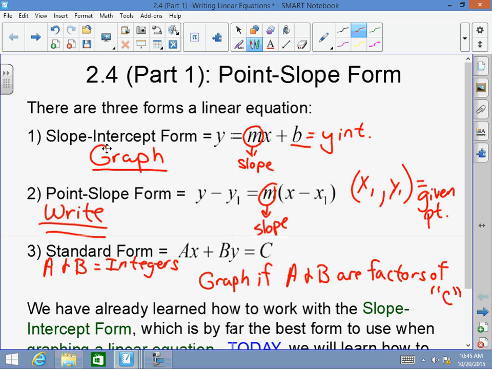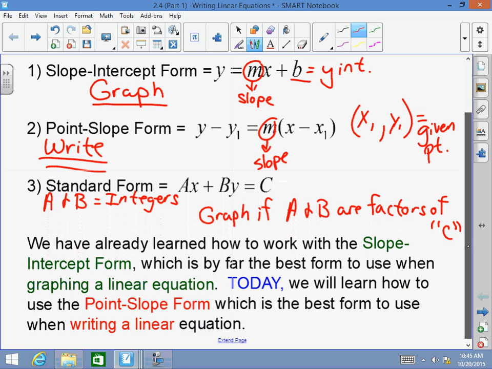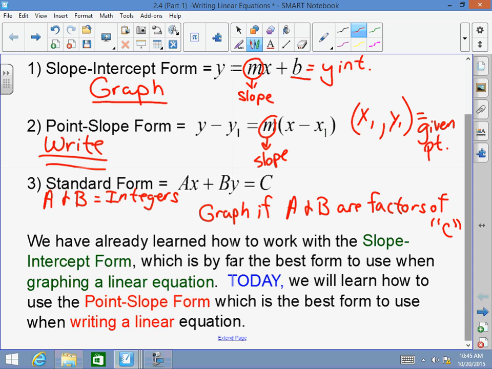So these are the three forms of linear functions or linear equations. Live it, love it, and learn it, because you're going to see these in all three formats. All right? And basically the verbiage that I have down here, we have already learned how to work with slope-intercept form, which is by far the best form to use when graphing a linear equation. Today we will learn how to use the point-slope form, which is the best form when writing a linear equation. Okay?